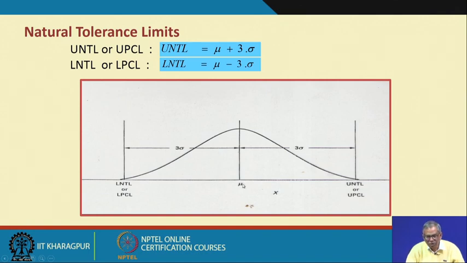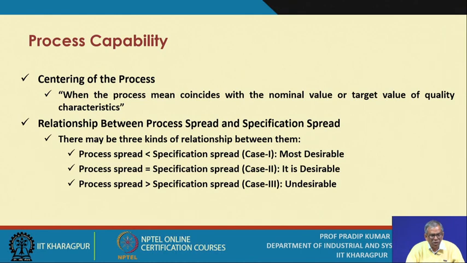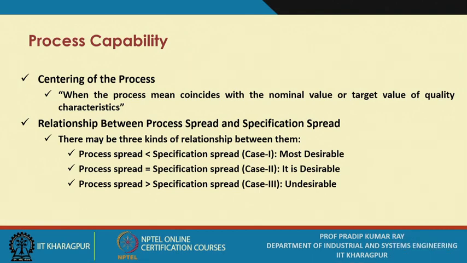So if you assume that UNTL lies at 3 sigma on one side and LNTL is lying at 3 sigma away from the mu on the other side, then obviously in this particular case the process spread is 6 sigma. Now what you try to do is first check that with your observations: you measure the process spread and then relate it to the specification spread. So the relationship between the process spread and the specification spread.